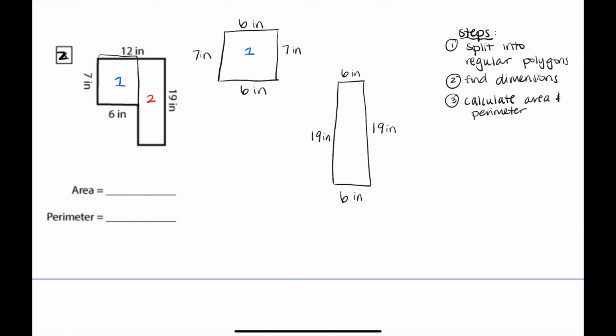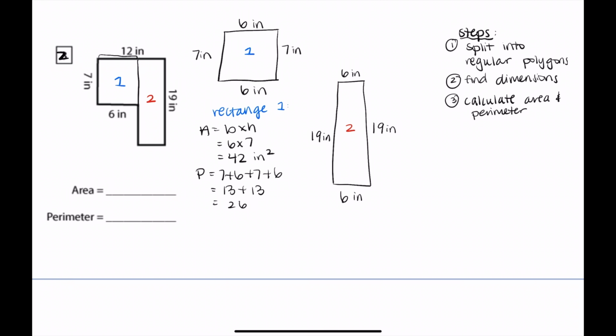So for our first rectangle, we know that, well, area equals base times height, right? So our base here is 6 and our height is 7. So we will do 6 times 7, and we get 42 inches squared when we solve for our area for rectangle 1. Now we'll do our perimeter. Perimeter, again, is just adding up all the sides of our shape. Here we have 7 plus 6 plus 7 plus 6. That splits up into 13 plus 13, and we know that that gives us 26 inches. Now we'll move on to our second rectangle.